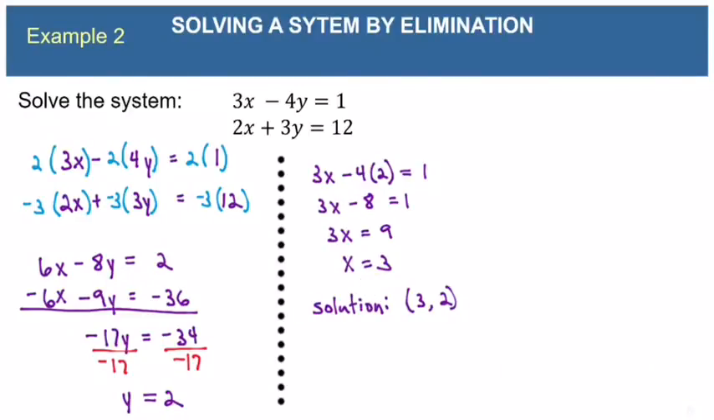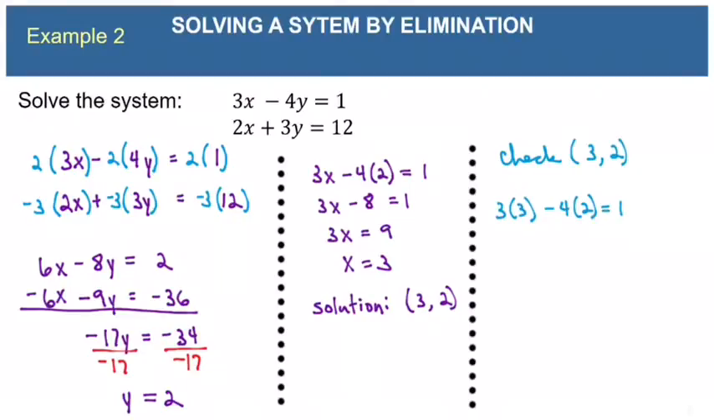So 3, 2. Now let's check. So we should plug the x and the y into each equation and make sure that they both work. So 3 times 3 minus 4 times 2 equals 1. See, 3x minus 4y. And that's going to give us 9 minus 8 equals 1, which we know is true. And let's try it in the second equation. 2 times 3 plus 3 times 2 equals 12. That says 6 plus 6 equals 12, which again is true. And so 3, 2 is the solution to our system.